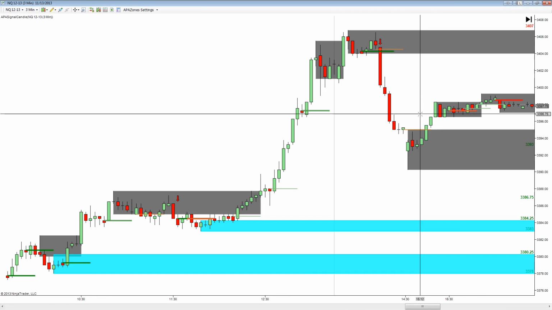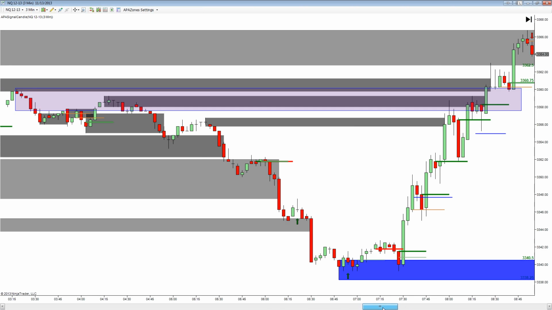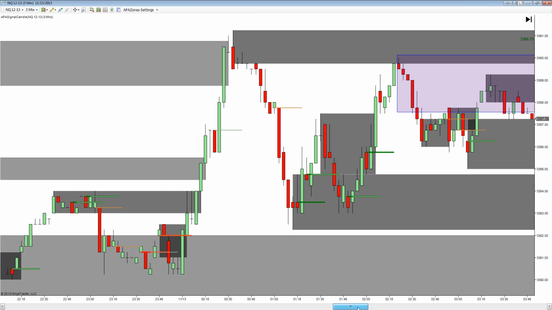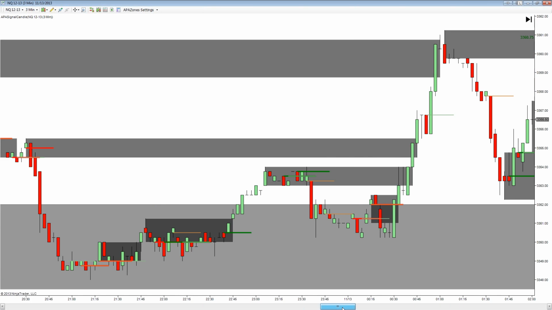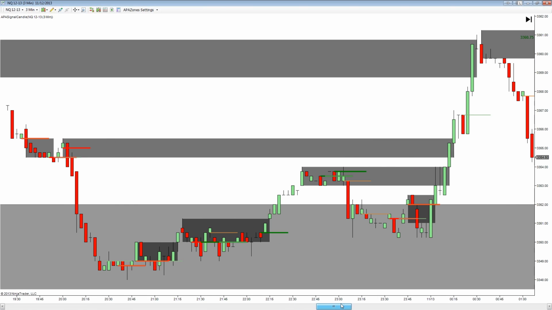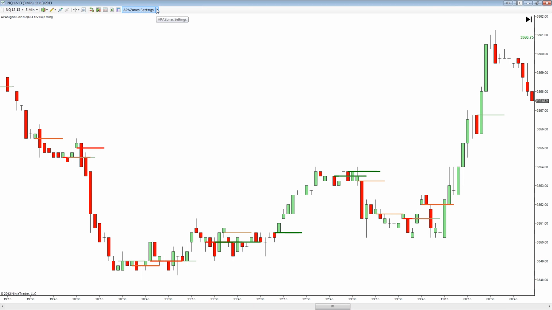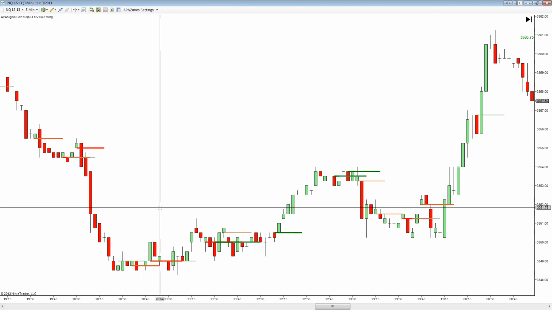Now, obviously, these markets have been trending up really, really well. So the real test is going to be, what does this thing look like when it chops? And that is a good question. Here is some chop. All right. So let's take off these zones and really analyze what goes on here.